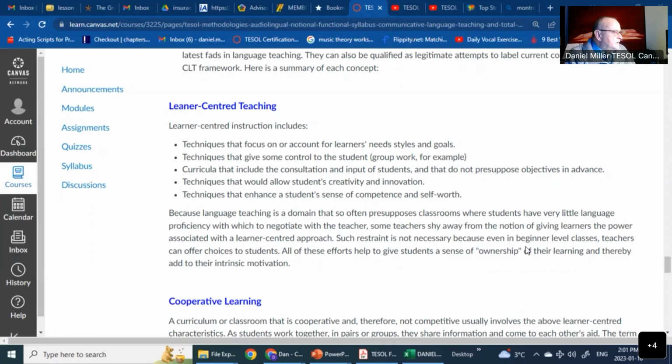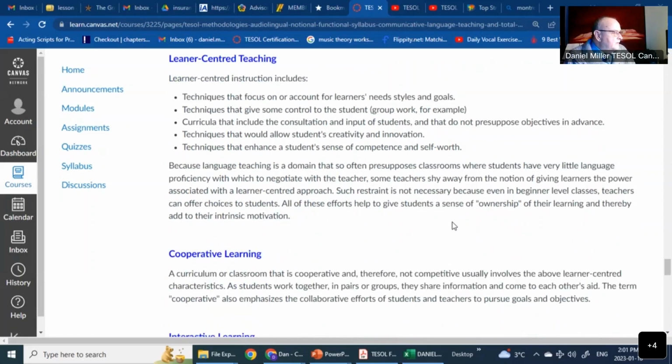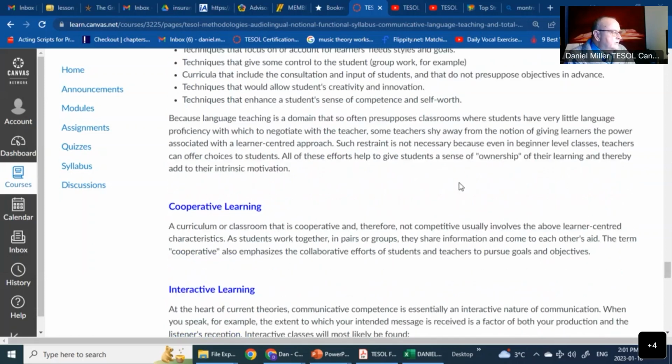Because language teaching is a domain that so often presupposes classrooms where students have very little language proficiency with which to negotiate with the teacher, some teachers shy away from the notion of giving learners the power associated with a learner-centered approach. Such restraint is not necessary because even in beginner level classes, teachers can offer choices to students. All of these efforts help to give students a sense of ownership of their learning and thereby add to their intrinsic motivation.